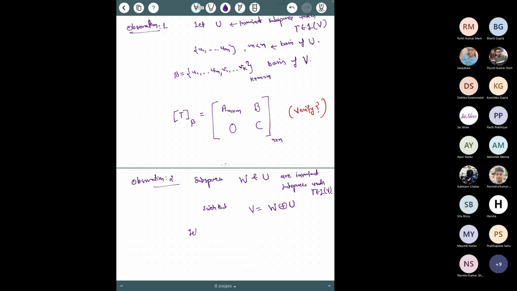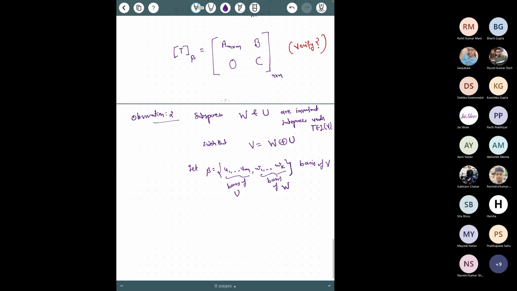So let's say u1 to um is a basis of U, and w1 to wk is a basis of W. Then if you take their union, this is a basis of V. Now, if I look at the matrix of T with respect to this basis, then what would be the form of this matrix?